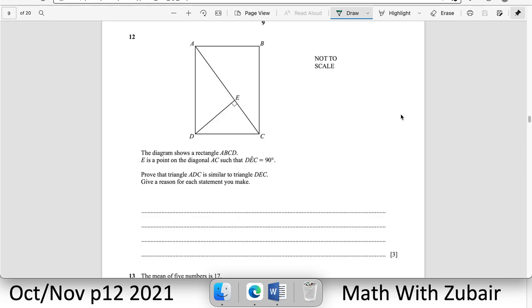Question number 12. Okay, this is from similarity and congruency. The diagram shows rectangle ABCD. Then it says E is the point on the diagonal AC such that angle DEC is 90 degrees. Prove that the triangle ADC, this larger one, is similar to triangle DEC, this smaller one. So we are comparing this green with the blue one.